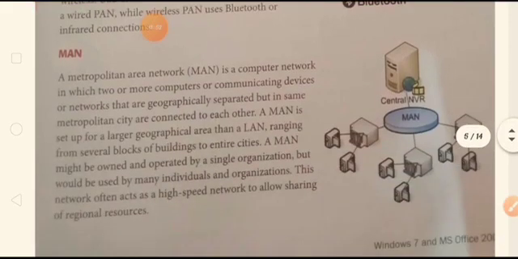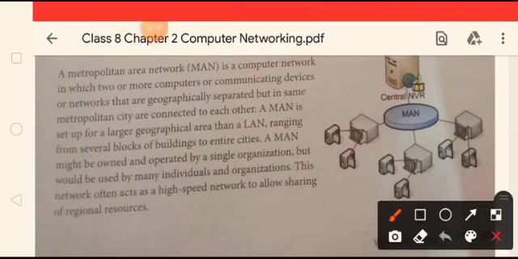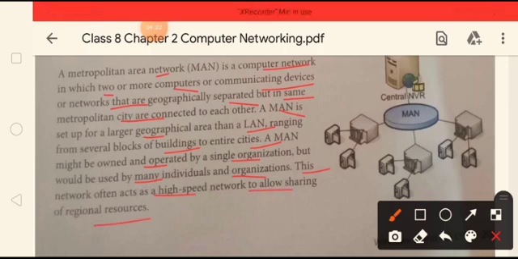Now, the next one is MAN. A metropolitan area network is a computer network in which two or more computers or communicating devices or networks that are geographically separated but in the same metropolitan city are connected to each other. A MAN is set up for a larger geographical area than a LAN, ranging from several blocks of buildings to entire cities. A MAN might be owned and operated by a single organization but would be used by many individuals and organizations. This network often acts as a high speed network to allow sharing of regional resources.